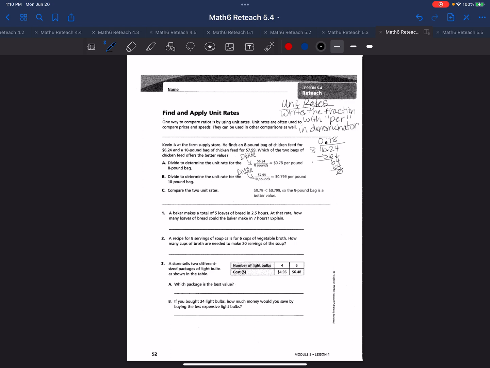Determine the unit rate for a 10-pound bag. So we have a 10-pound bag, $7.99, 10 pounds. Can 10 go into 7? No. Can 10 go into 79? Yes, 7 times. 7 times 10 is 70. Subtract, bring down. 7 times 9 is 90. Subtract, bring down. Okay, so this is your unit rate, because it's saying that, and this here's your unit rate.